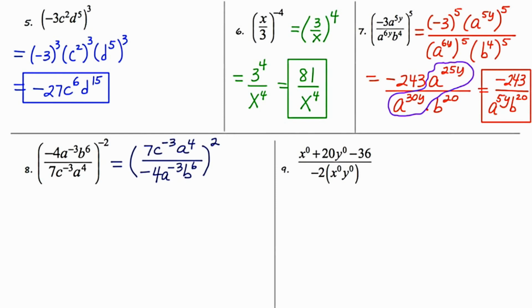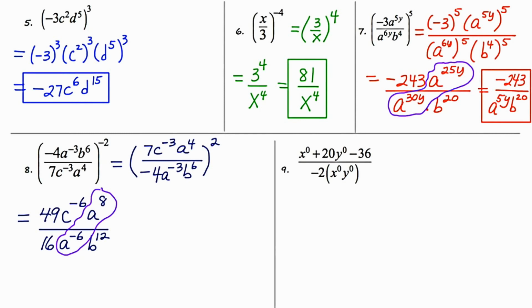Now, every single one of those factors, whether top or bottom, will feel the effect of that power of 2. So just going right down the line, I'm going to have 49, c to the negative 6th, a to the 8th, negative 4 squared is 16, a to the negative 6th, b to the 12th. Now we have a very similar situation here to what I had in the problem before. So I'm going to put a blob around that as well. So we've got to make a decision. How should we subtract so that in the end the exponent will be positive?